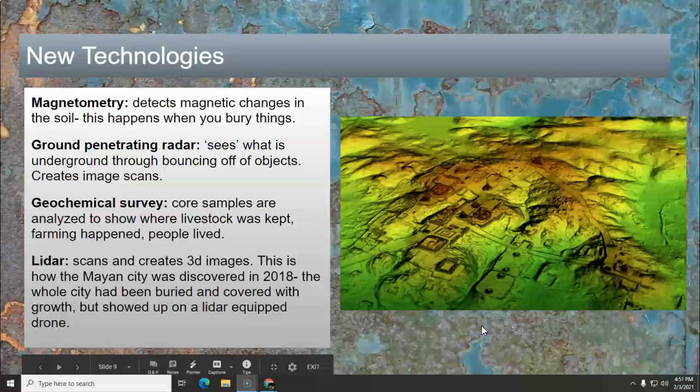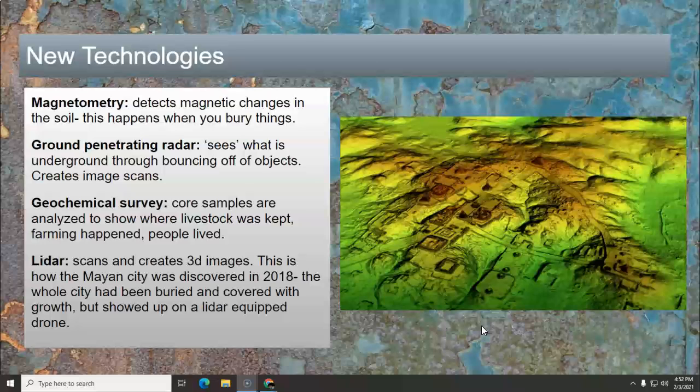So some of the new technologies, and these are pretty cool. There's magnetometry, which detects magnetic changes in the soil. Anytime you bury something underground, it changes the way the magnetic reaction of things work. That's one way to find dead bodies forensically. There's also ground-penetrating radar that sees what's underground through bouncing off of objects. You can create image scans with it, but basically it tells you that, yes, there's something underground here.